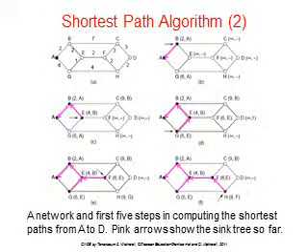Okay, so here's an example of the shortest path algorithm. A network and the first 5 steps in computing the shortest paths from A to D. And the pink arrows show the sink tree so far.